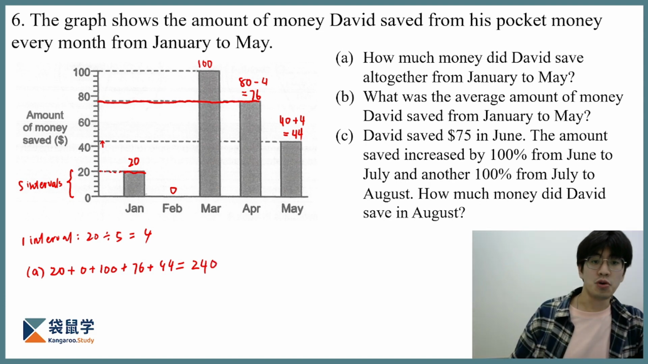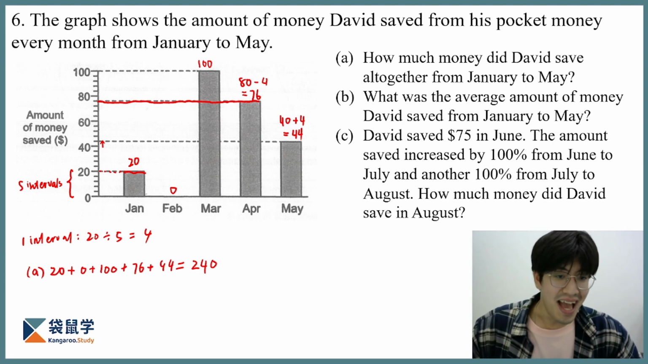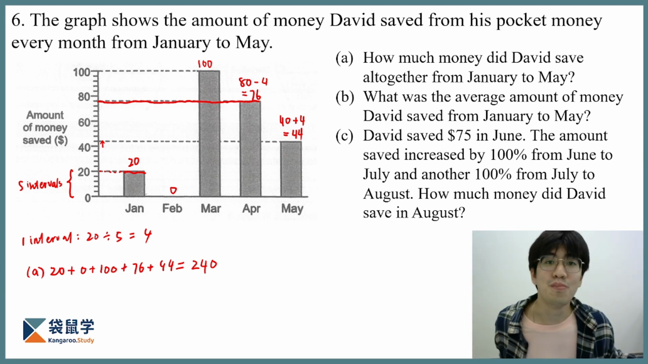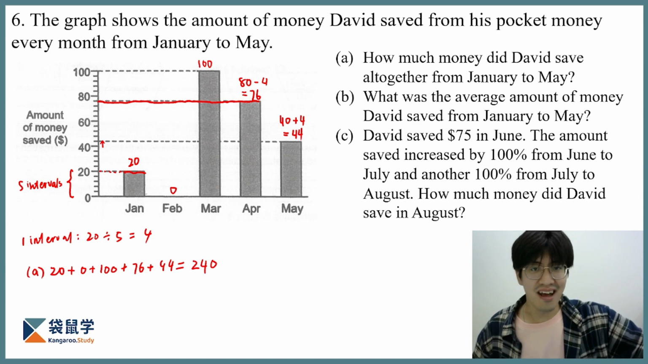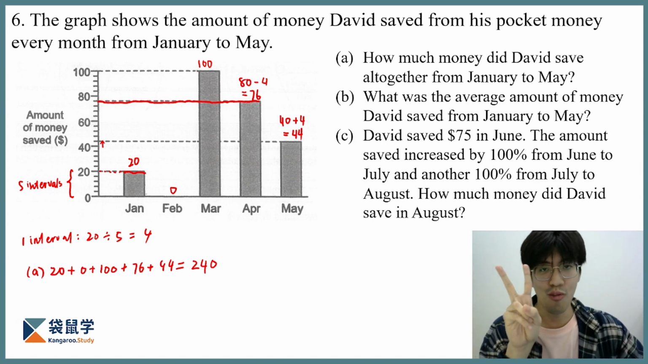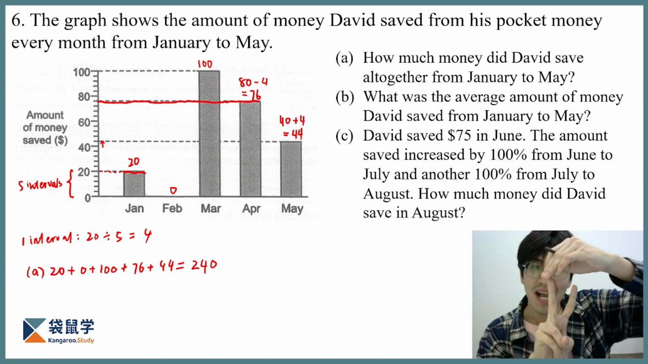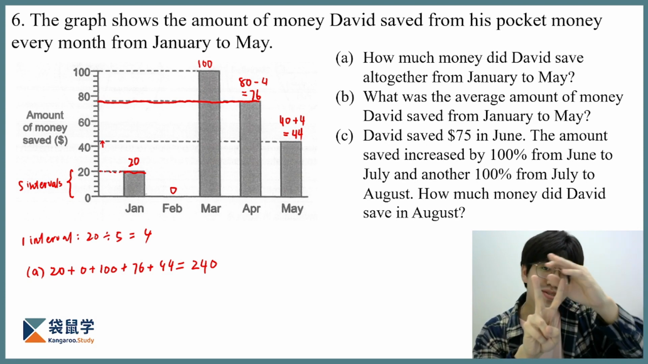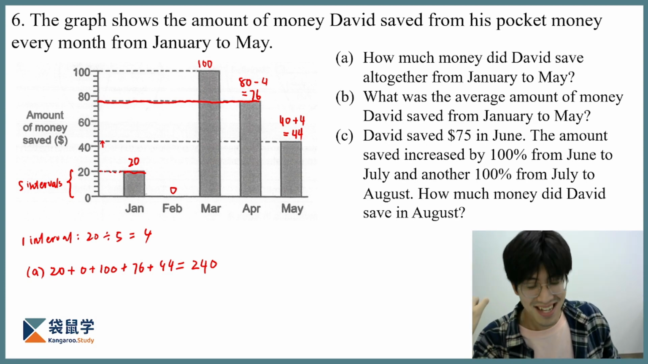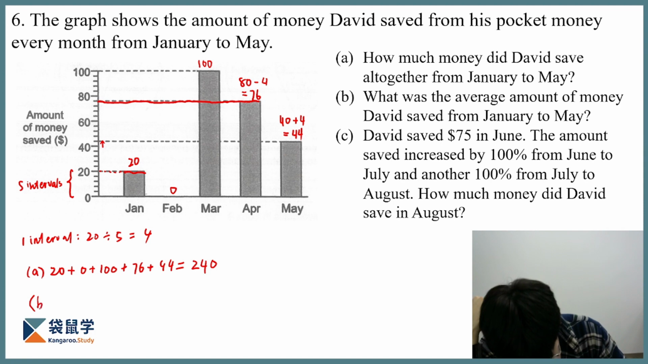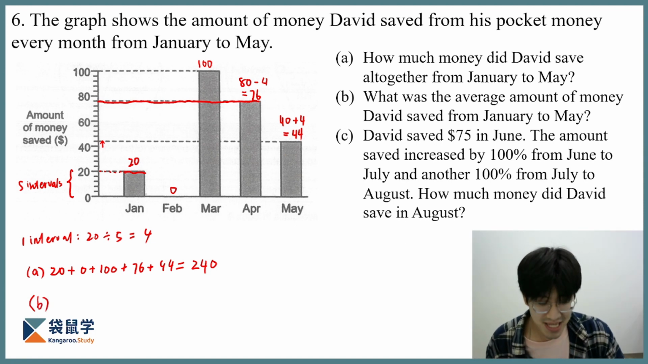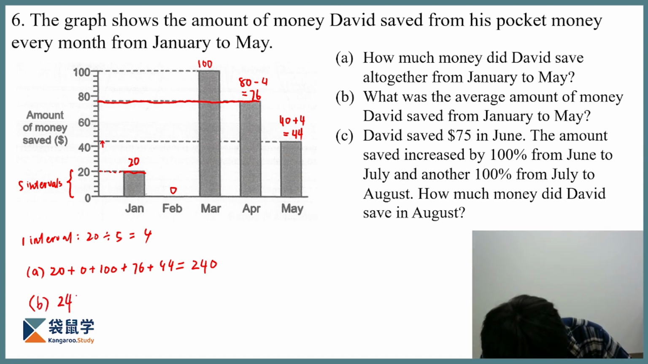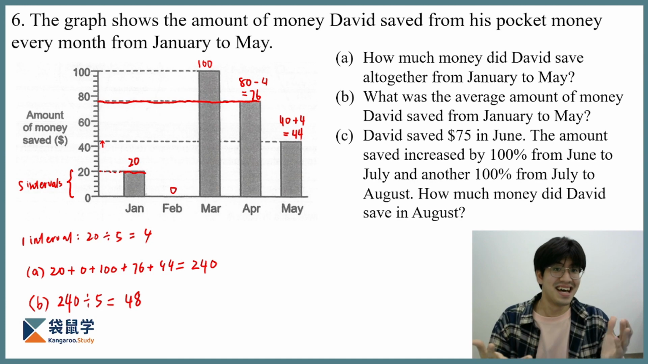Now moving on into part B. What is the average from January to May? Now, in order to work out the average, there are two things that we need to know. What are these two things? Total and the number of months. Do we know these two quantities? Yes. So we can solve question B very easily by simply taking the total divided by 5, so that I will get 48. So that's the average.